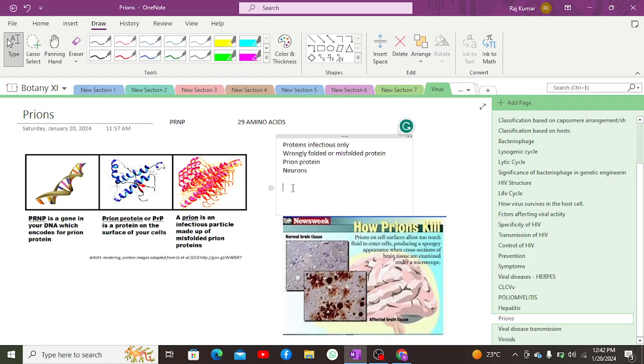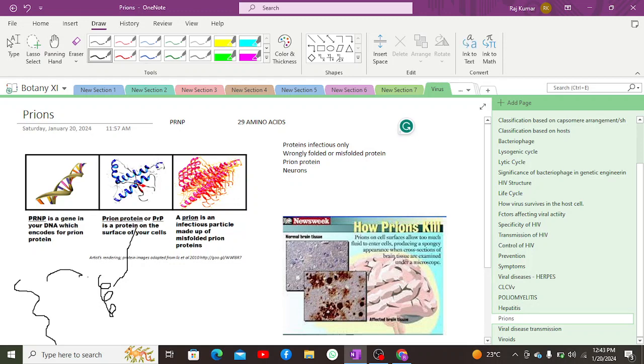How does it actually occur? When the prion protein is synthesized, it is a secondary structure protein, having an alpha helix structure, as well as a fibrous protein. This is the normal structure of a prion, but when they are misfolded, their structure becomes like this. So this is how they are misfolded.